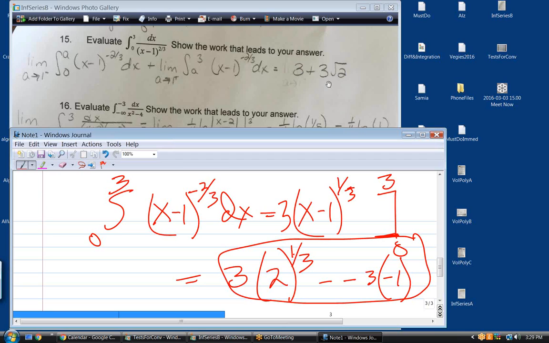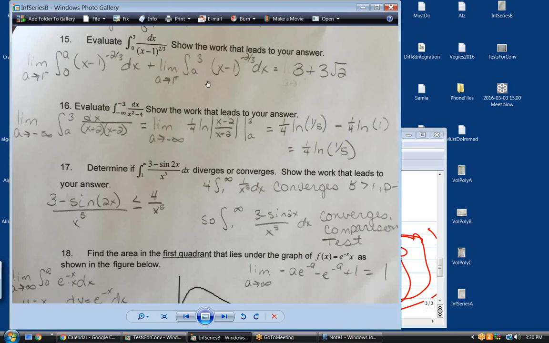Or was it? Yeah, it was. In other words, if I take this answer right here and factor out a 3, I get 3 times the cube root of 2 plus 3, or plus 1, rather, which is the same thing as that. And I don't think the way she did it gives you a different answer. It's more technically correct. Yeah.